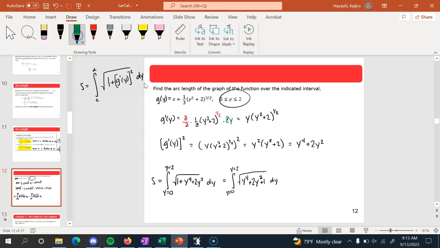Now, you might recognize that this is of the form a squared plus 2ab plus b squared, where a is y squared and b is 1. What this means is that it can be written as y squared plus 1 all squared.